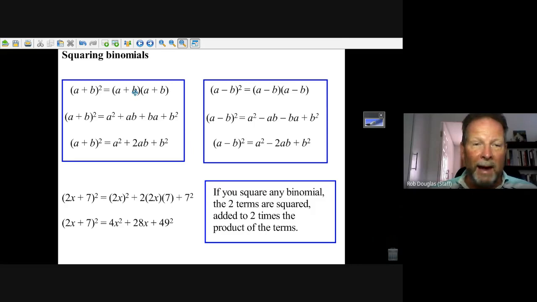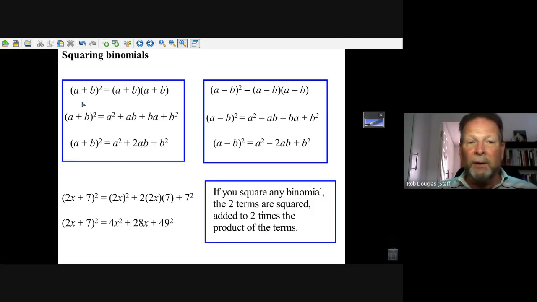And then the last product, b times b, that's b squared. Sometimes called the last product. So it's first, outside, inside, last. So this ab and ba, that's really ab as well. We put it like that. One ab plus another ab, those are called like terms, and you get two ab.